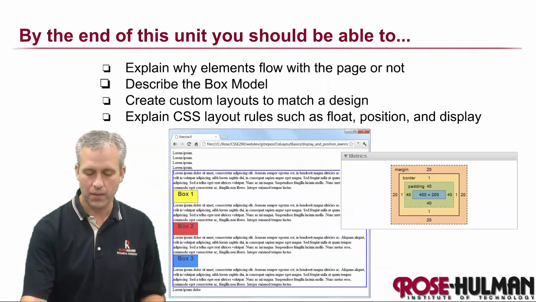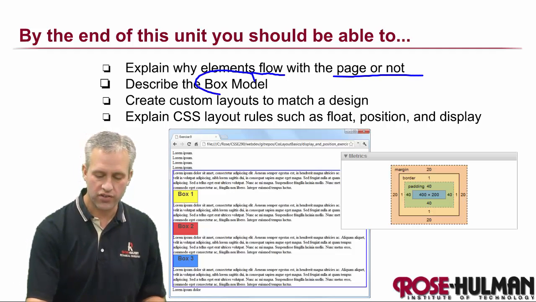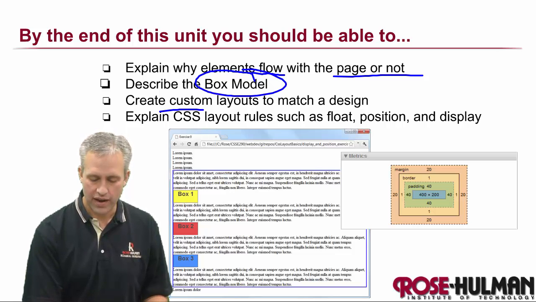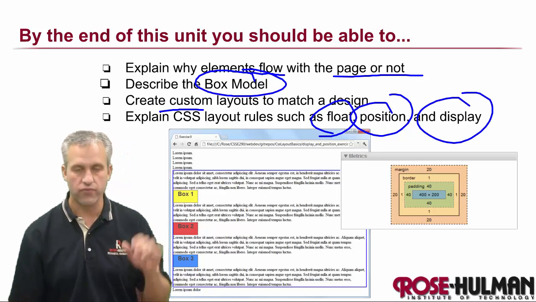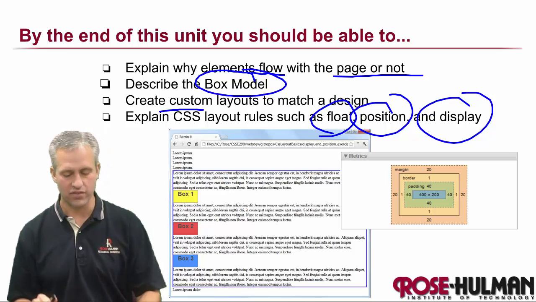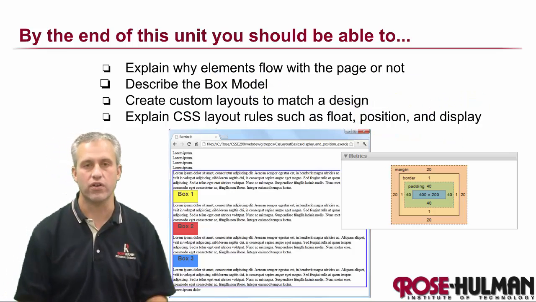So we're hopefully going to be able to understand when things flow with the page, when they don't. You'll understand the box model by the end of this. You'll be able to make your own layouts, and you'll be able to describe the main properties. We're going to look at today: float, position, and display, and the interactions of those guys. There's some interesting things, and hopefully you'll learn a lot.